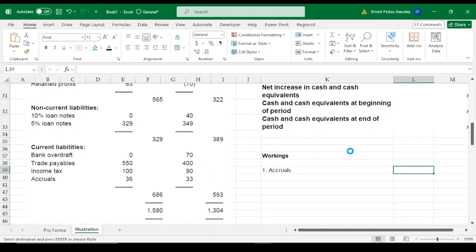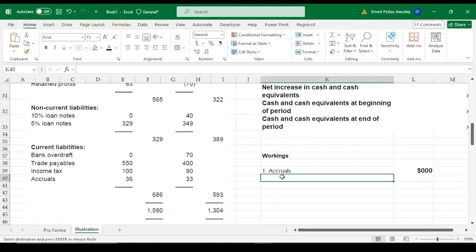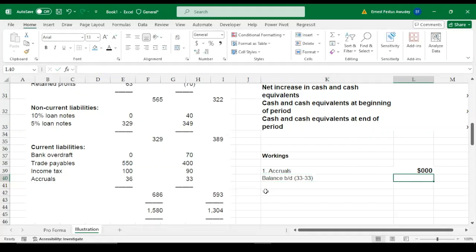And paste here. All right. So what do we have? We are going to have the balance brought down. Per the statement of financial position, our accruals balance at the beginning of the period is 33. But we have been told that this includes an interest payable of 33 as well. So I'm going to subtract that, and so the balance for our accruals is actually 0 at the beginning of the period.